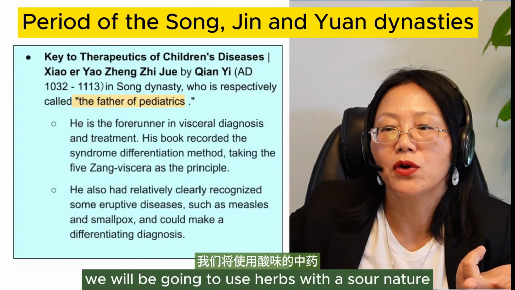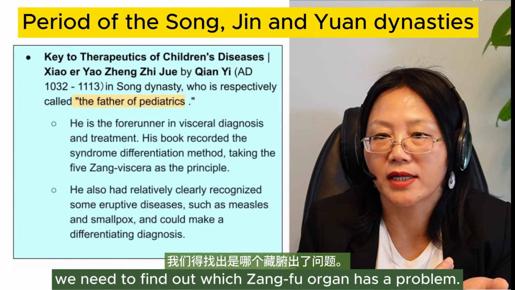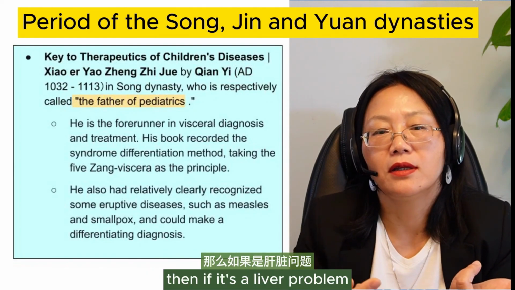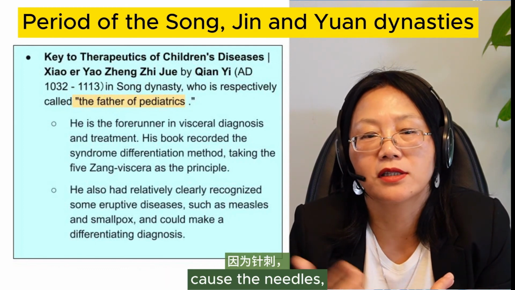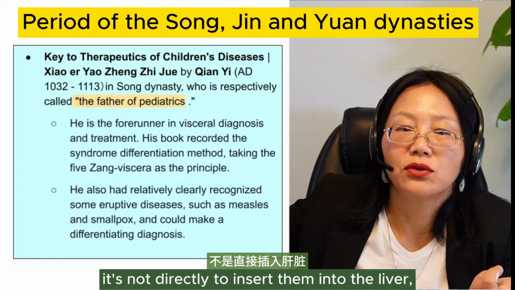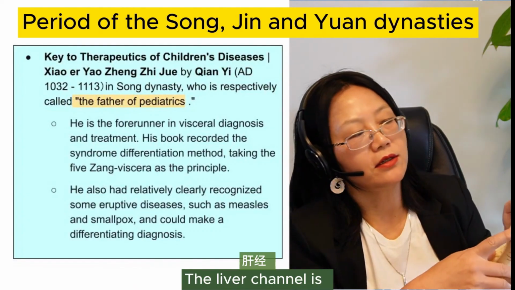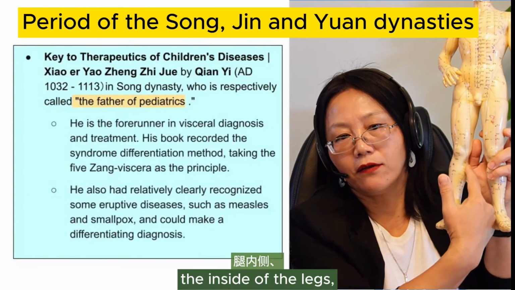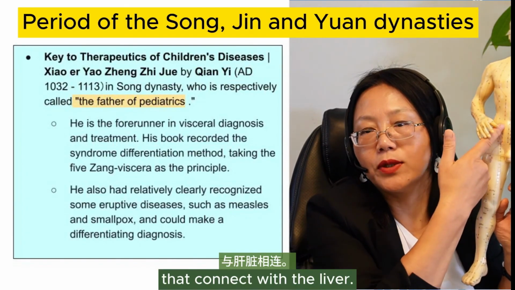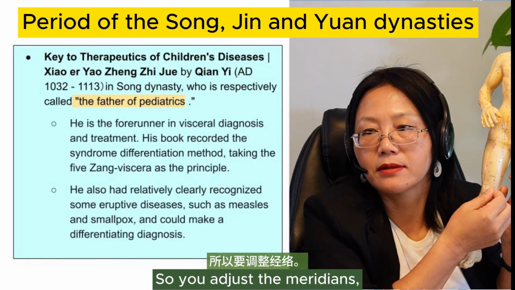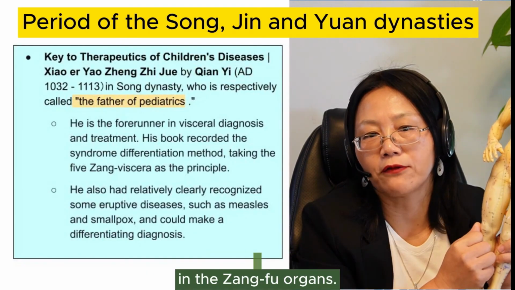If it's liver, we will use herbs with the sour nature. We need to find out which Zang-fu organs have problems. If you use acupuncture, then if it's a liver problem, you will choose the liver channel to treat the liver problem, because the needle is not directly inserted into the liver. Your needle is on the liver channel. The liver channel is mainly on the legs, the inside of the legs, and also goes to the side of the body. Those channels connect with the liver. You adjust the meridians, and by adjusting the meridians, you can adjust the disorders in the Zang-fu organs.